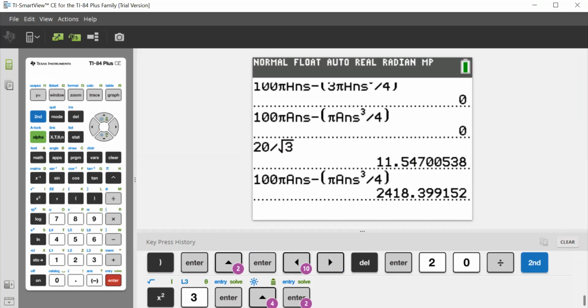2,418.399. Is that what you guys got? Yes. Yeah, you guys could have just told me that. Any questions on that? Everybody good? Any issues? Everybody all right with optimization so far?